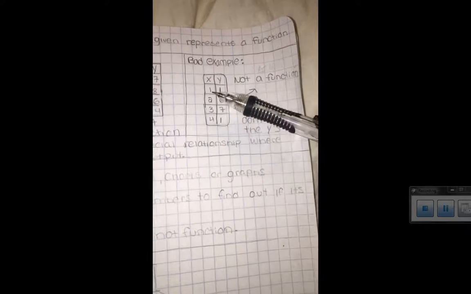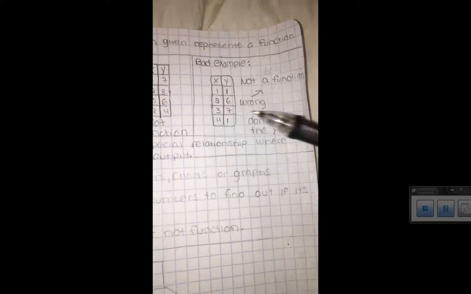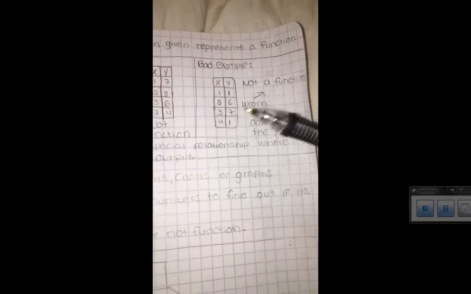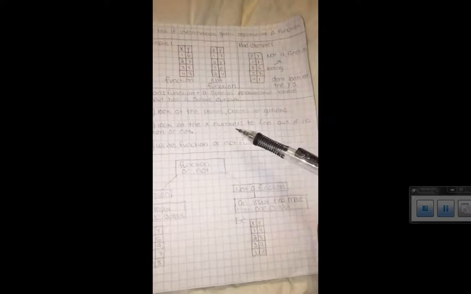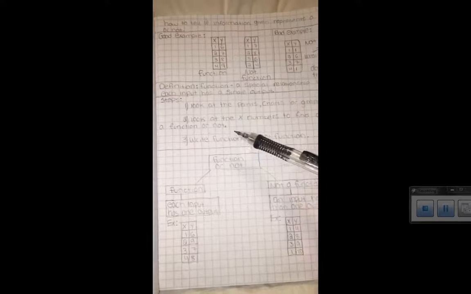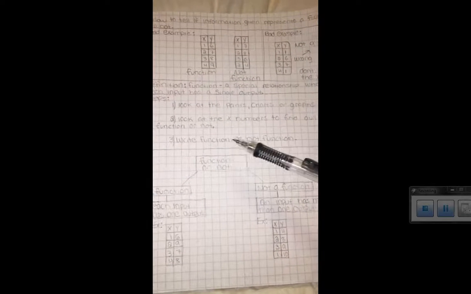But it's wrong because it is a function, because 1 has an output of 1, 2 has an output of 6, 3 has an output of 7, and 4 has an output of 1. A function is a special relationship where each input has a single output. For steps, number 1, you look at the points, charts, or graphs. Second is look at the x numbers to find out if it's a function or not. 3 is write function or not a function.